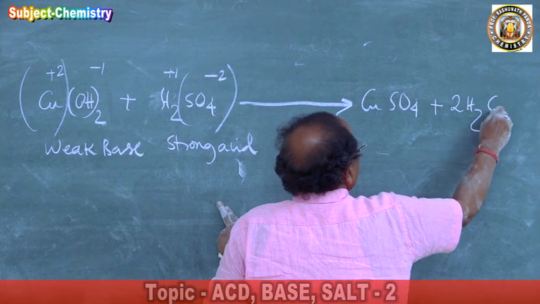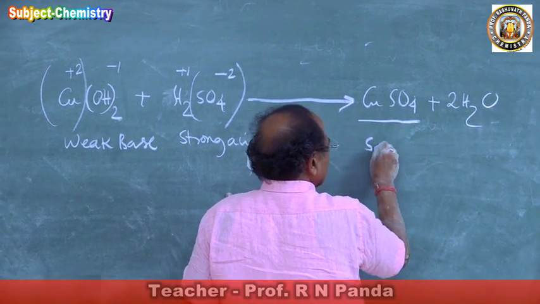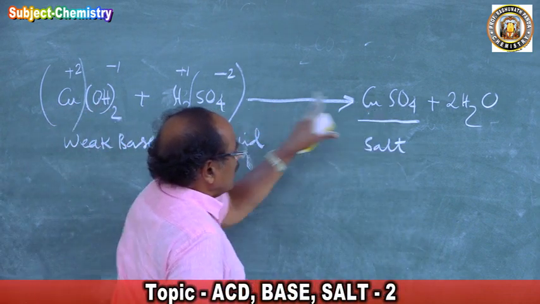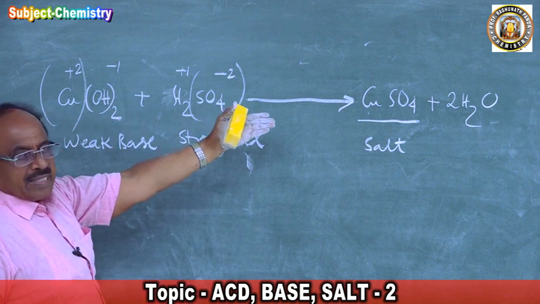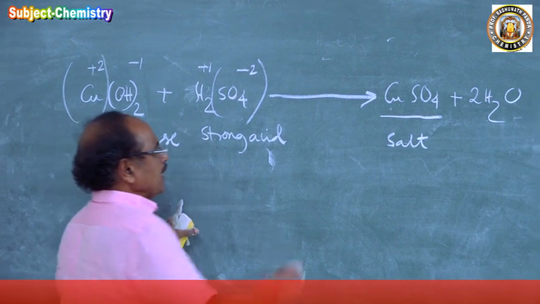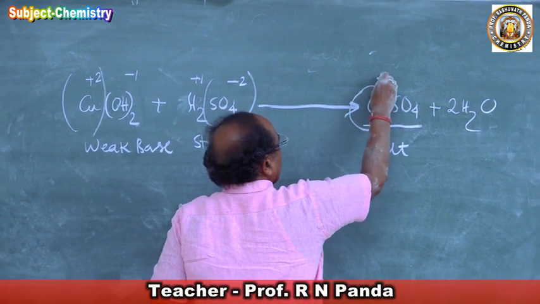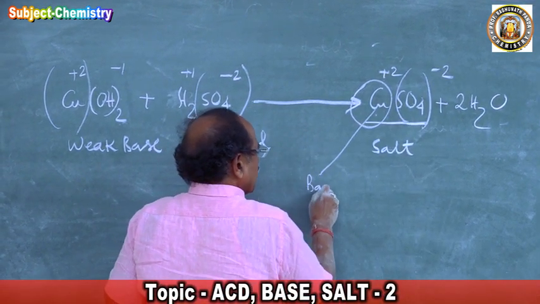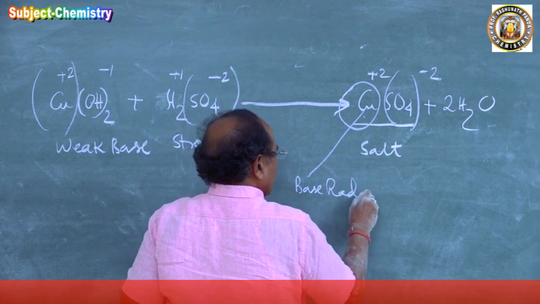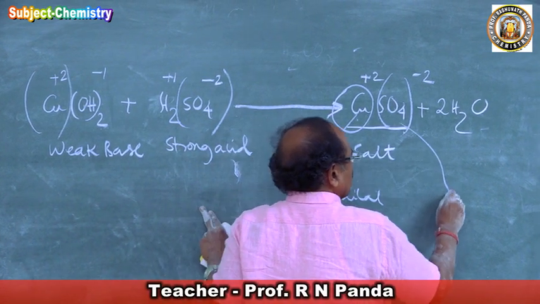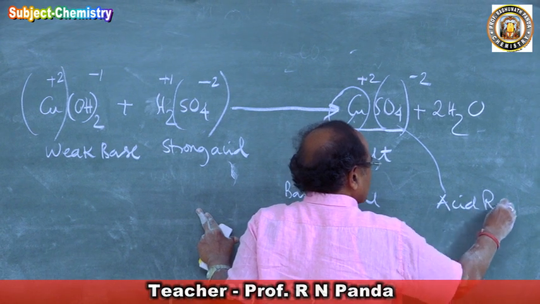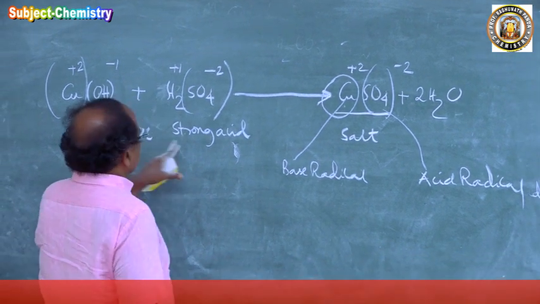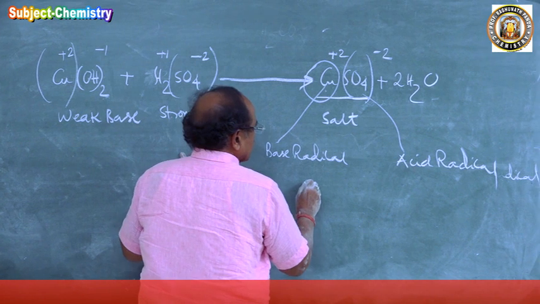And this will form water. So now this copper sulfate is a salt, and copper comes from the base and sulfate comes from the acid. So copper +2 is a basic radical, sulfate -2 is an acid radical. Copper +2 is a basic radical and comes from the base, and sulfate -2 is called acid radical because it comes from the acid. So then who is the strong acid? So this copper sulfate is an acidic salt.